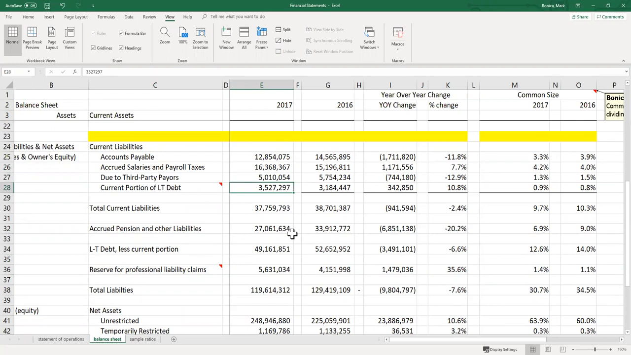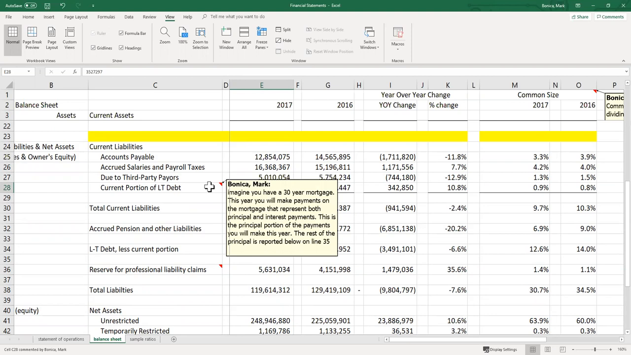And then current portion of long-term debt. This represents the current portion, meaning the amount of principal that you're going to pay back this year. So imagine you have a 30-year mortgage, and you're going to make payments on the mortgage that represent both principal and interest. This is the principal portion that you owe this year.